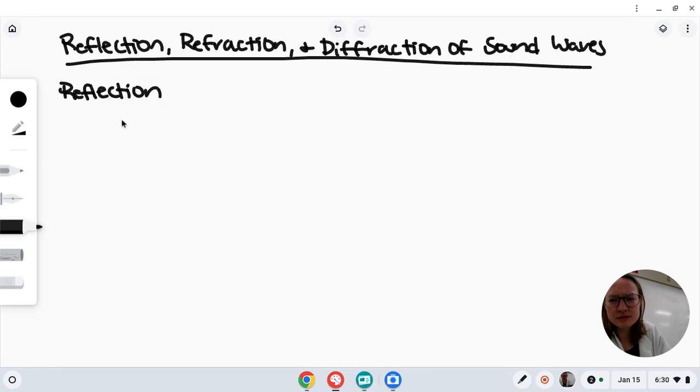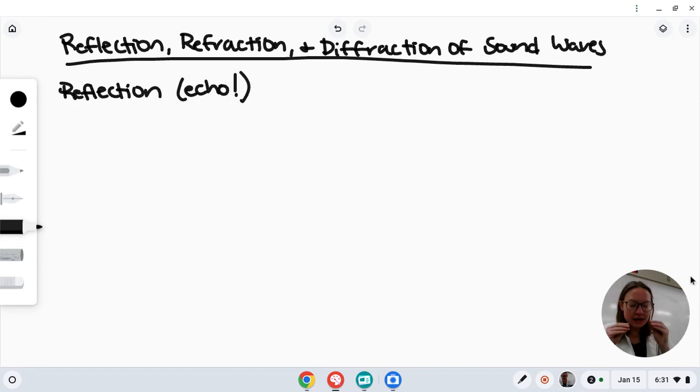Now, when we talk about reflection of sound waves, you've actually heard the reflection of a sound wave tons of times before, because it sounds like this. Echo, echo, echo, echo, echo. Sorry, I'm way too dramatic. The reflection of a sound wave is just an echo. That's all that it is.